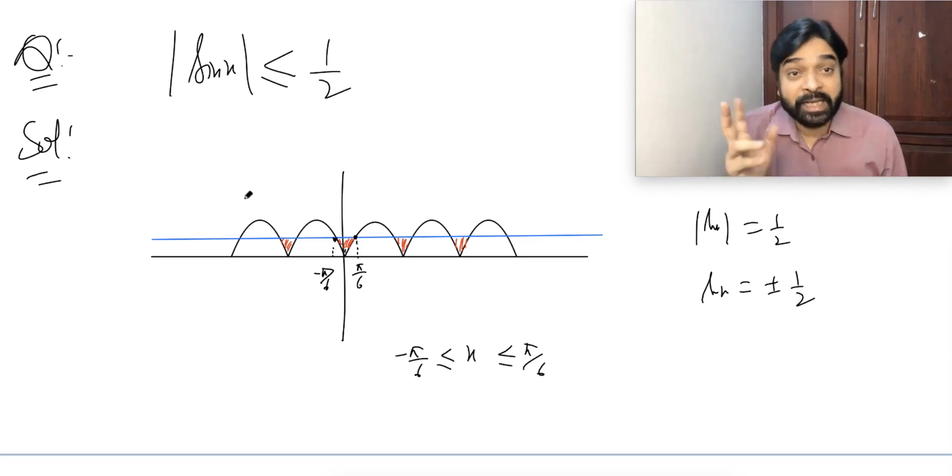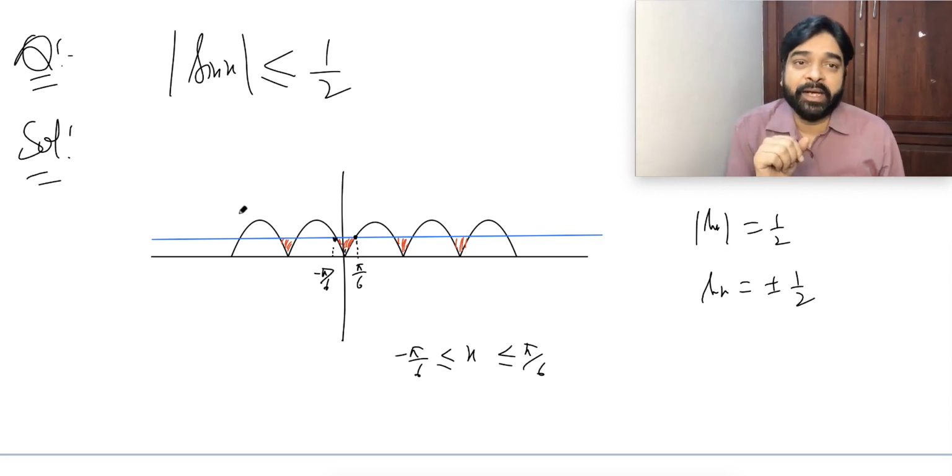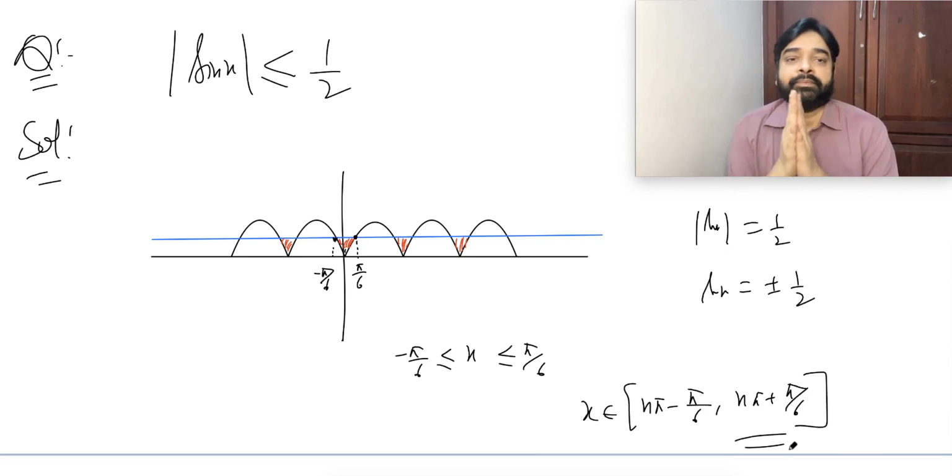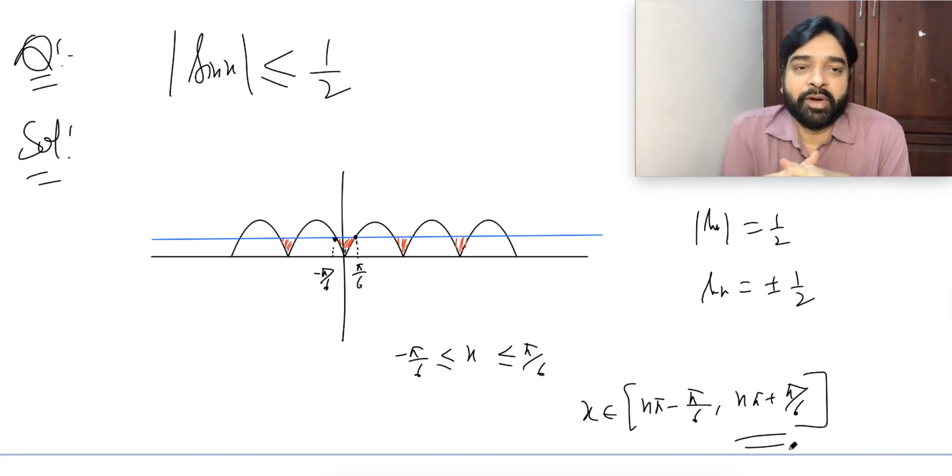Mod sin x is periodic? Yes. What is the period? Pi. So we'll add n pi. So the final answer: closed interval from n pi minus pi by 6 to n pi plus pi by 6. This is the answer. How many of you got it? Hey, nobody got it. Strange.